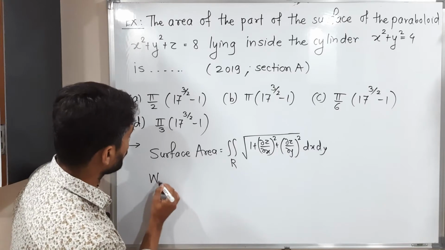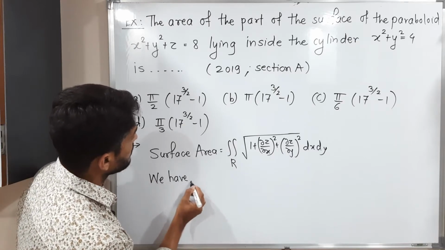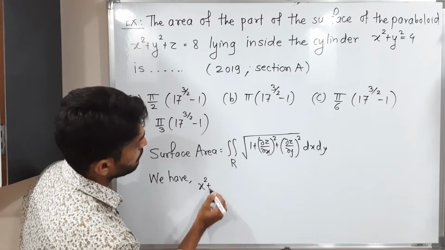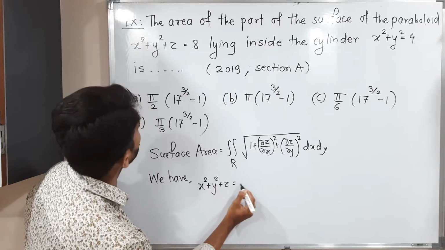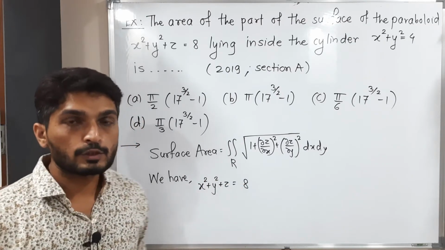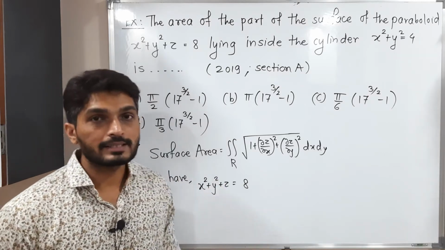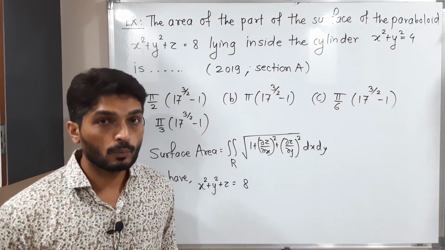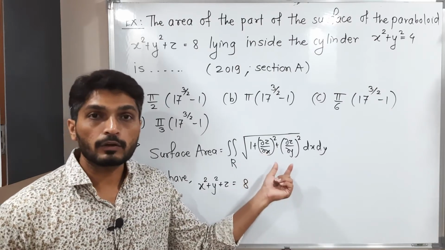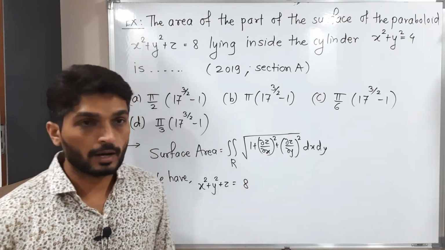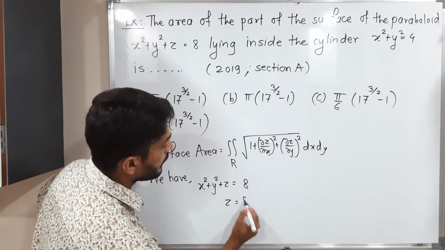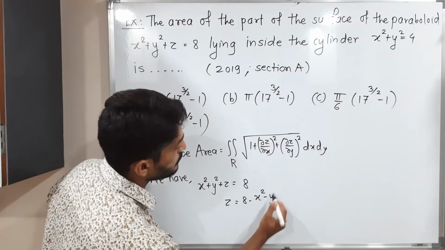So what is the given surface? x² + y² + z = 8. This is the equation of a paraboloid. What will I do? I will shift all terms to the other side and keep only z on one side, since we have to find the derivative of z with respect to x and with respect to y. So z = 8 − x² − y².